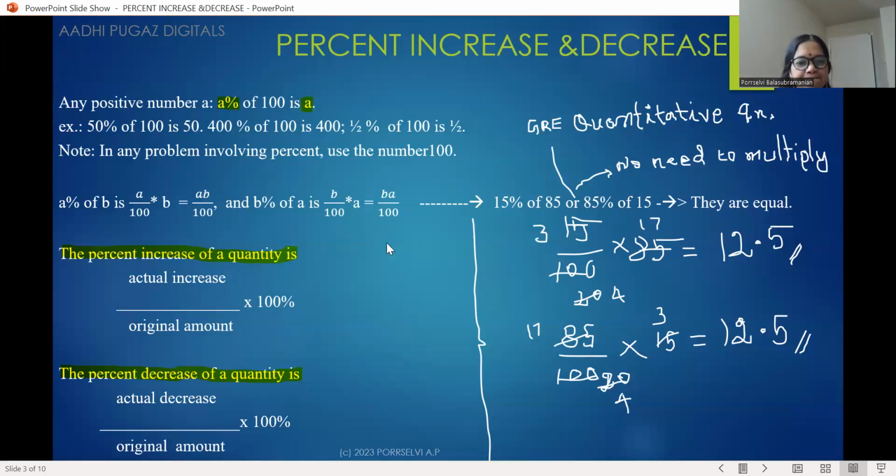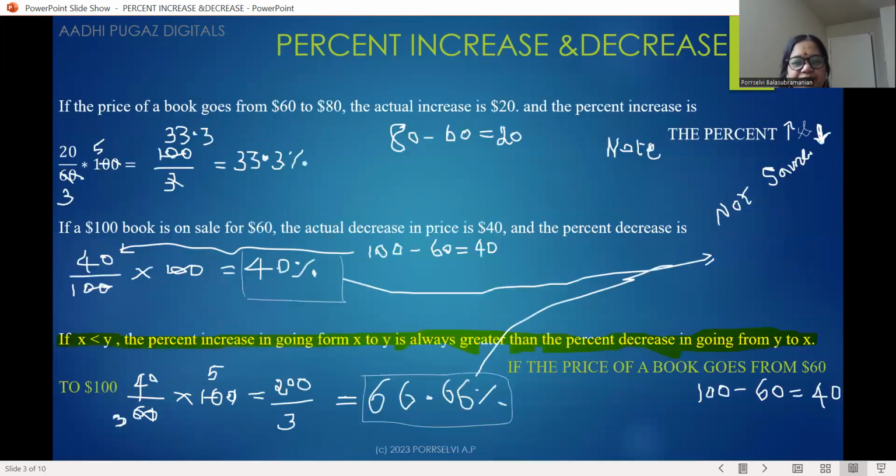Here we'll look at this formula. The percent increase of a quantity: how do you calculate it? We need to use this formula: actual increase divided by original amount multiplied by 100%. The percent decrease of a quantity is actual decrease divided by original amount multiplied by 100%. I will show using this formula in the following slide how we solve the problem. We move on to the next slide.